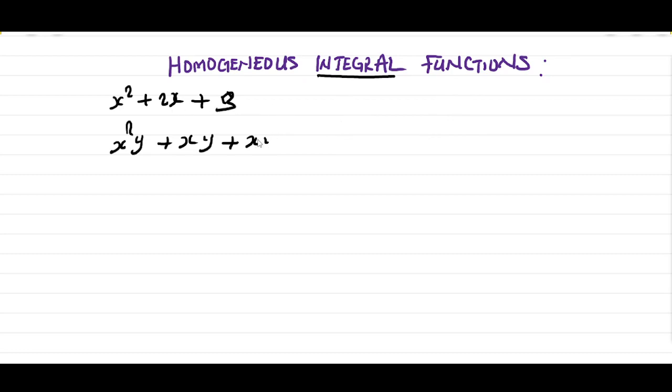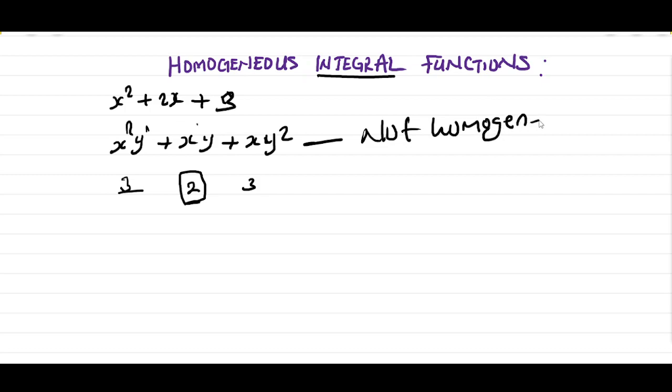When we look at these functions we listed here, the degree of this term is 3, the degree of this one is 2, and the degree of this one is 3. They don't have equal degree, and the 2 is actually a problem here. So we say this function is not homogeneous. We mean that the degrees of each term are not equal to each other, so it's not homogeneous.